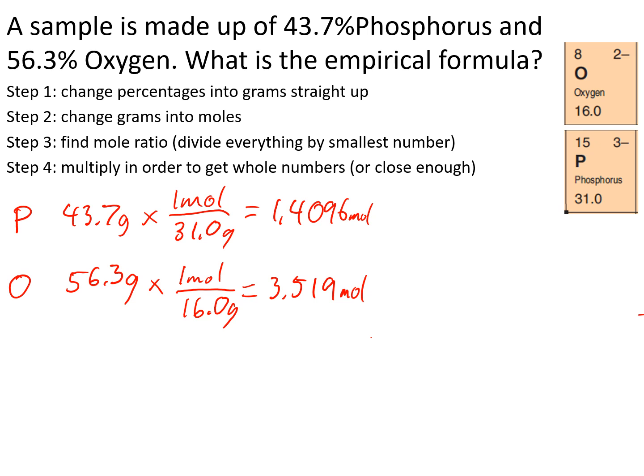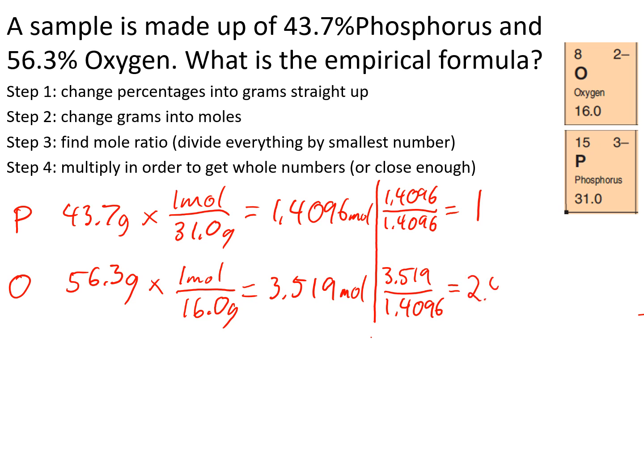Okay, so now I want to find what is my ratio. And the easiest way to find my ratio is to just divide by the smallest number. So I'm going to go between 1.4 and 3.5. 1.4 is my smallest number. So I'm going to go 1.4096 divided by 1.4096. And that's nice and easy. That's just 1. And then I'm going to go 3.519 divided by 1.4096, and I get 2.5.